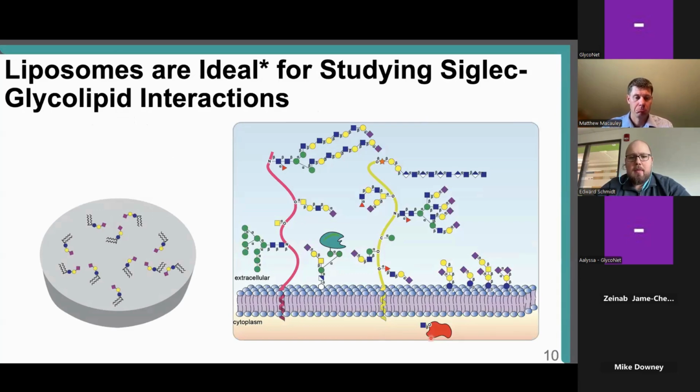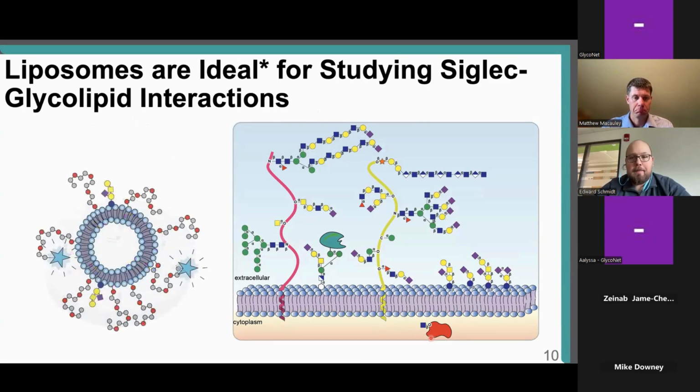And I say liposomes are an ideal platform, and I put ideal with an asterisk, because they do recapitulate the lipid bilayer, which makes it more natural. However, we can't say it's a real glycocalyx, and we're definitely missing some nuances in the structure of the genuine glycocalyx, but I think it's a big step up from just a hydrophobic surface.